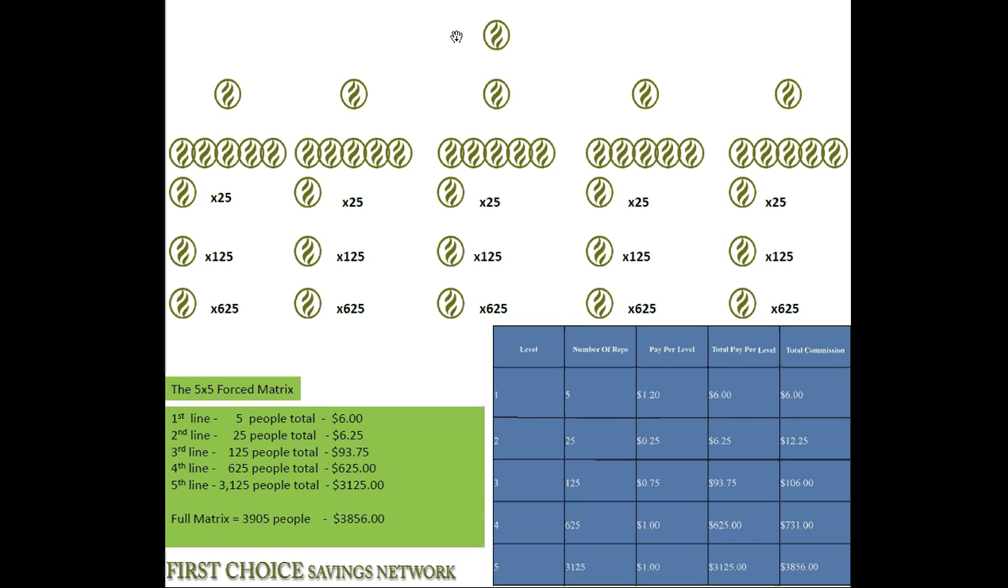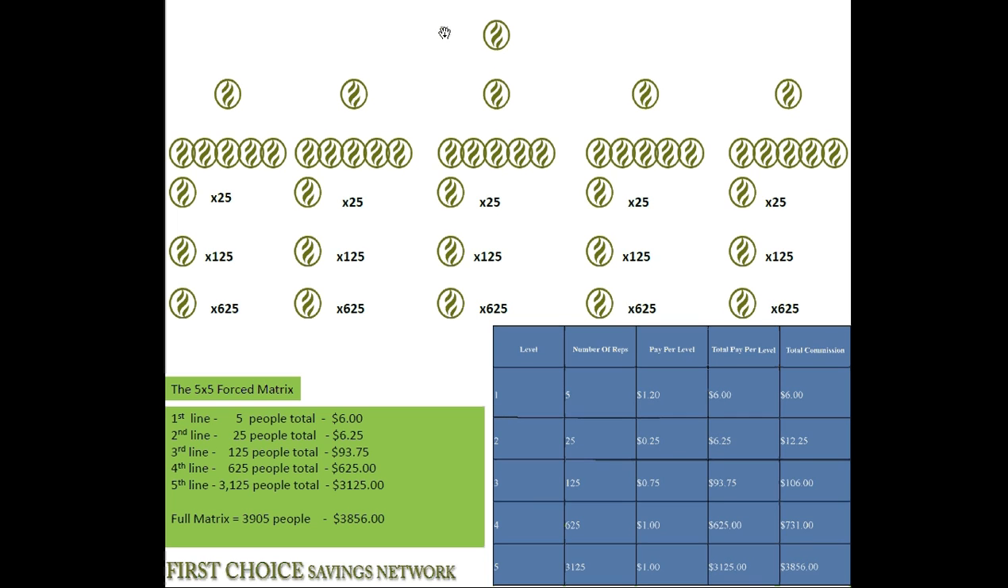Now, these aren't positions that you have to fill. You don't have to fill all of these whatsoever. In fact, I doubt anybody ever would fill them all themselves. This is the start of your matrix in combination with your team, so in combination with whoever you sign up, and we'll go over that. So this is you here.